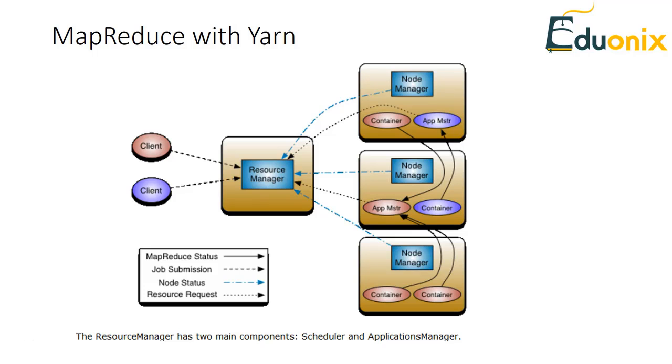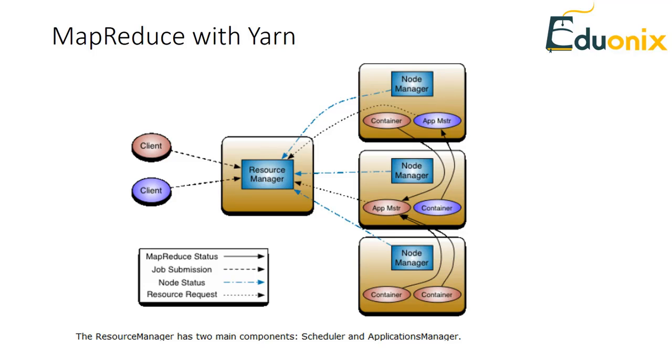The resource manager and the node manager form the new generic system for managing the applications in a distributed manner. The resource manager is the ultimate authority that arbitrates resources among all applications in the system. And the application master is the framework-specific entity that negotiates the resources from the resource manager and finally works with the node managers to execute and monitor the component tasks.